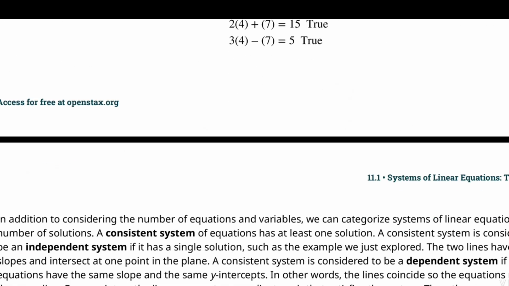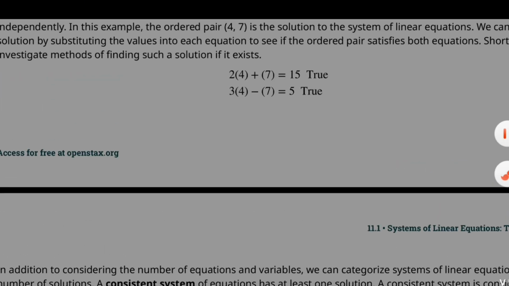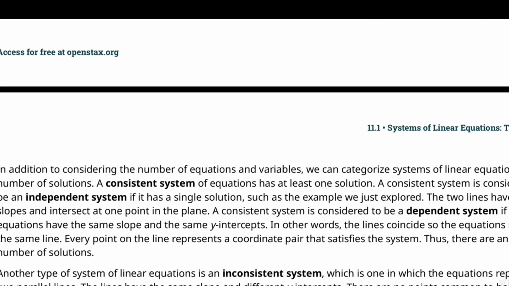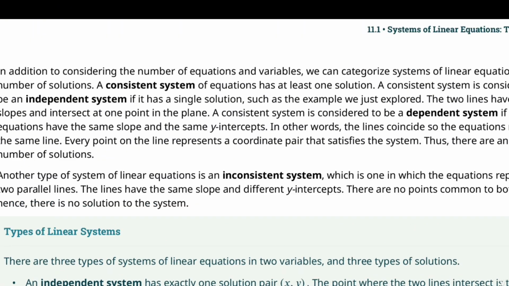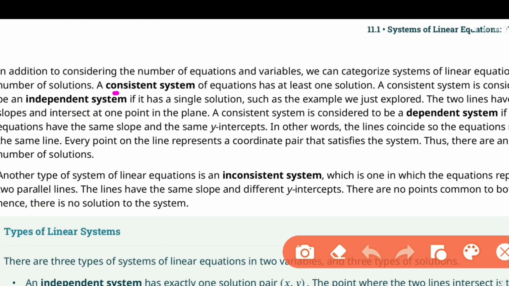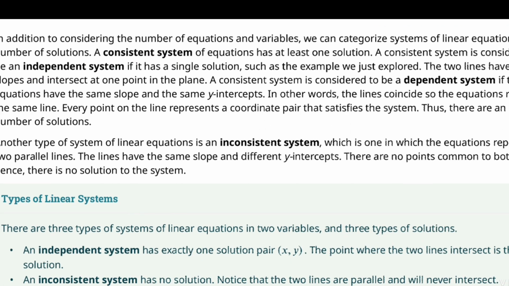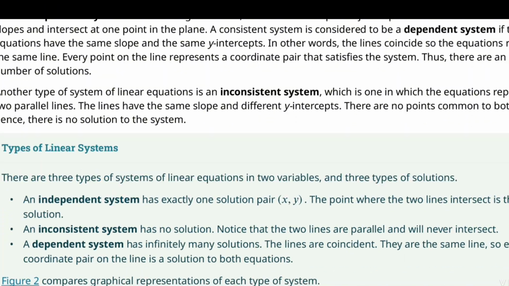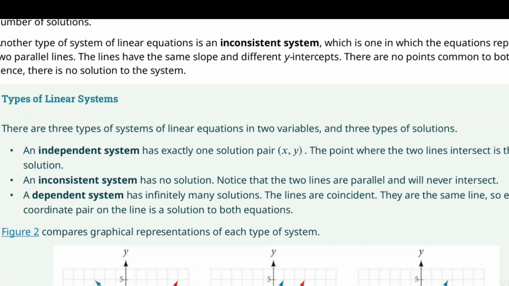In the next video, I will teach you about consistent systems of linear equations and independent systems. What is the difference between a consistent system and an independent system of linear equations? This is just the introductory part of the video.